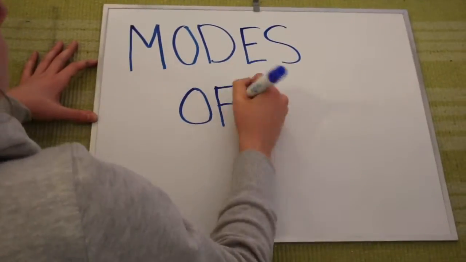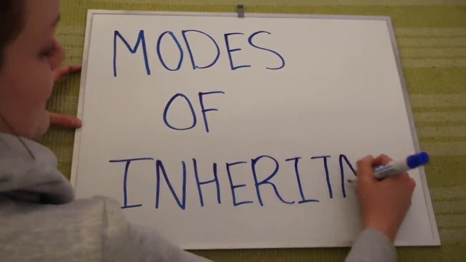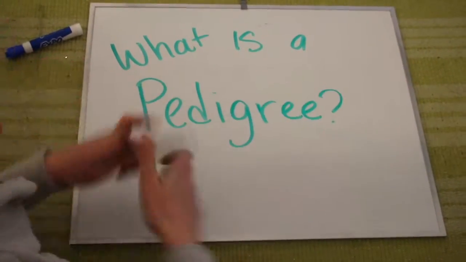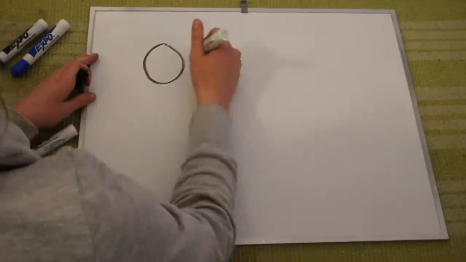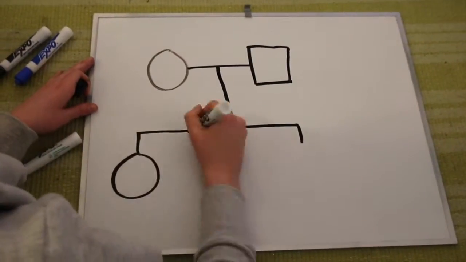Today we are going to be talking about different modes of inheritance and how to draw and interpret pedigrees. First of all, what is a pedigree? A pedigree is a chart of an individual's ancestors used in human genetics to analyze inheritance of certain traits.